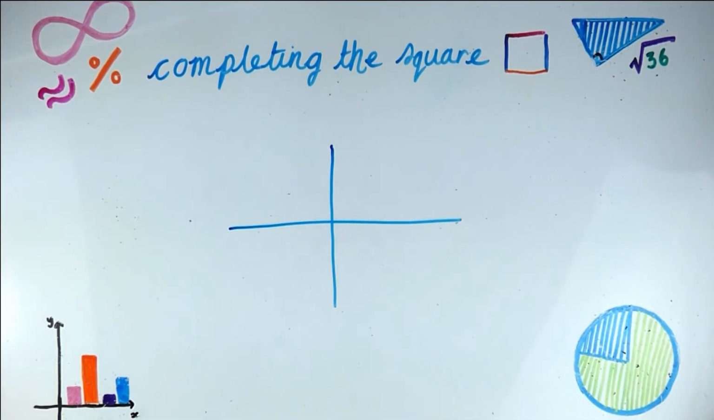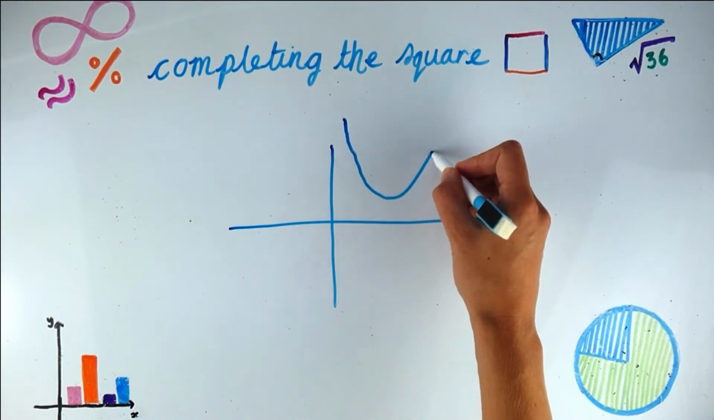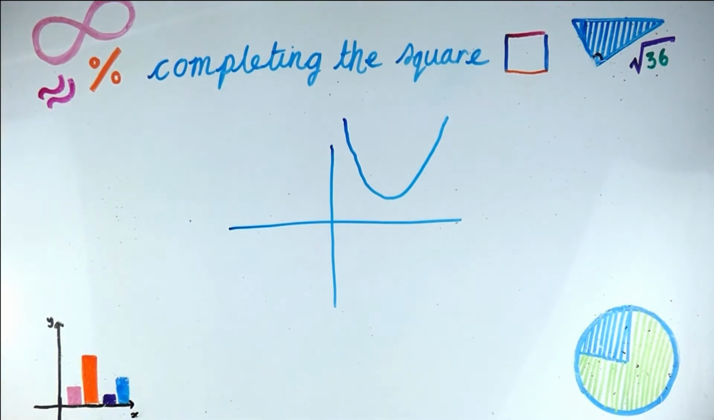Okay, so these have all been quadratic. So a quadratic on a graph looks like this.